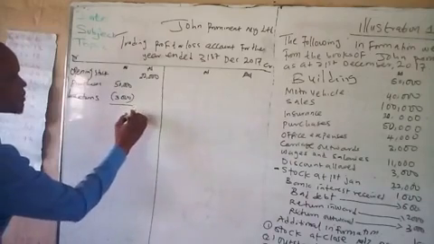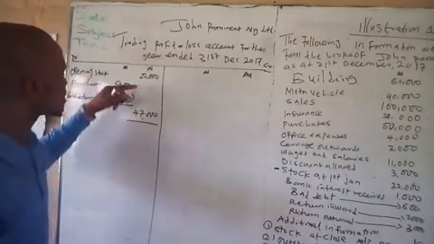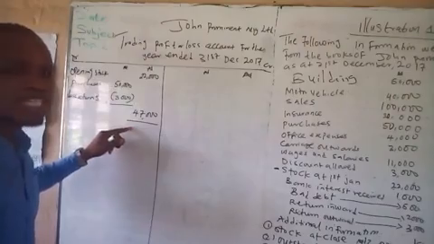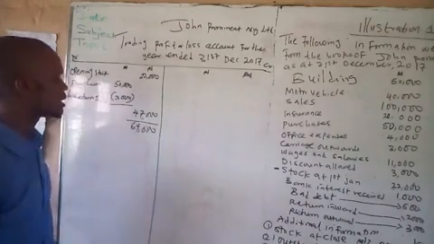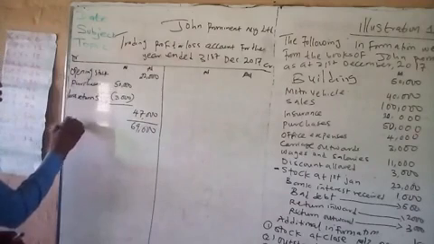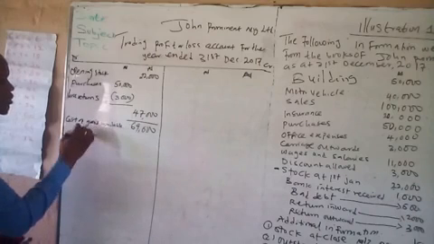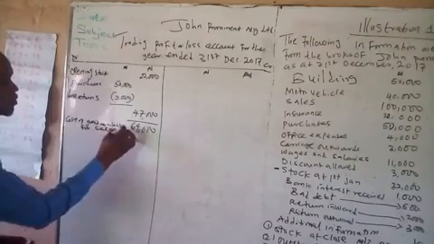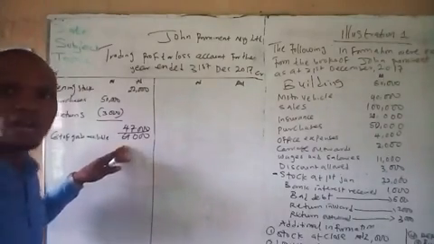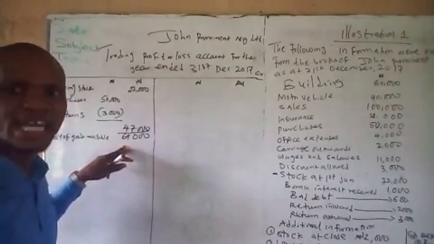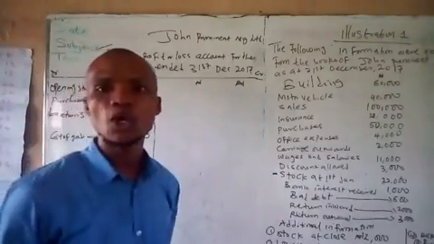Now this 47,000 naira, bring it here. Add it to opening stock. 47 plus 22, you have 69,000 naira. And the name of this is what? Cost of goods available for sales. So here we have cost of goods available for sales to be 69,000 naira. So the next thing we are going to do here is to look for closing inventory.